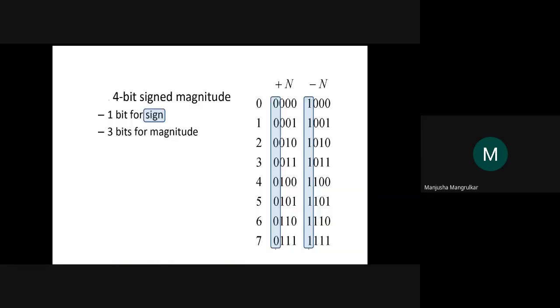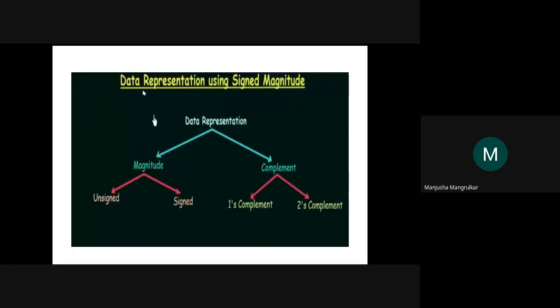Now we'll see data representation. Data representation using sign magnitude. In decimal also we represent data as plus 1, minus 1, plus 2, minus 2, plus 3, minus 3, in this way. If the data is unsigned, only 1, then we represent that as plus 1. But if it is negative, then we have to mention the minus sign, that is minus 1.